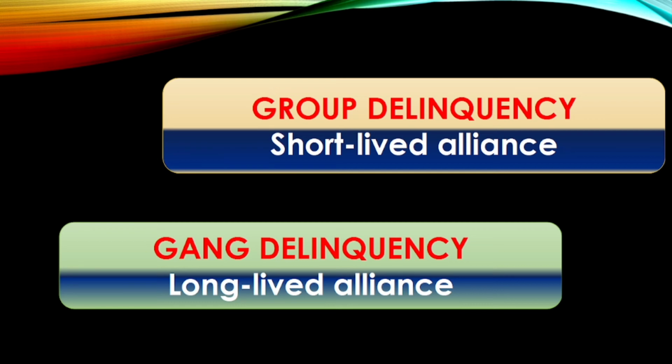While gang delinquency, of course, is the opposite of group delinquency, the long-lived alliance. It is long-lived since it has a distinct structure and organization which includes identifiable leadership and division of labor. These are the organized crimes. So if you are familiar with the Yakuza and the Mafia, they are considered gang delinquency since they have leadership as well as division of labor. They have commitment to their group.